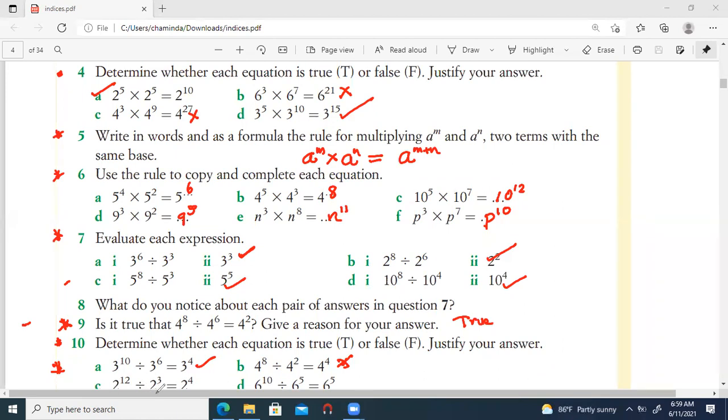2 to the power 12 divided by 2 to the power 3. The answer is 2 to the power 4. Is it false? Yes. 6 to the power 10 divided by 6 to the power 5. The answer is 6 to the power 5. The answer is true. False, right.